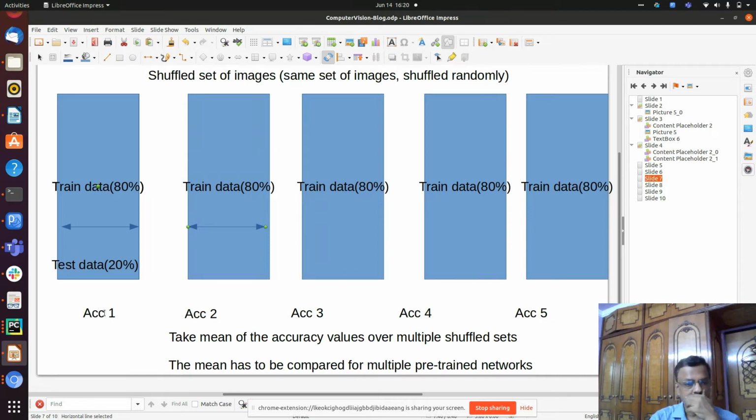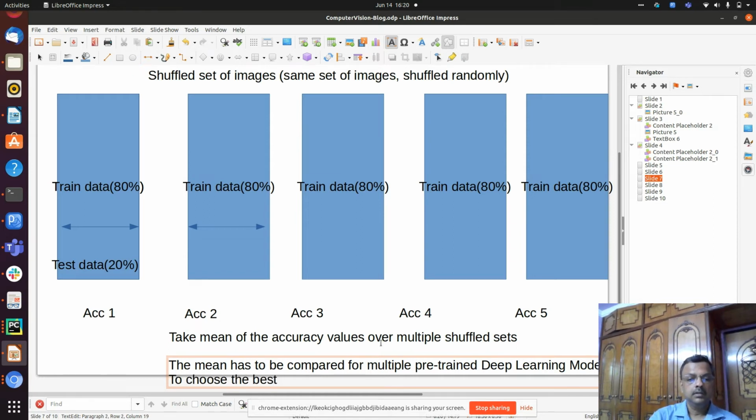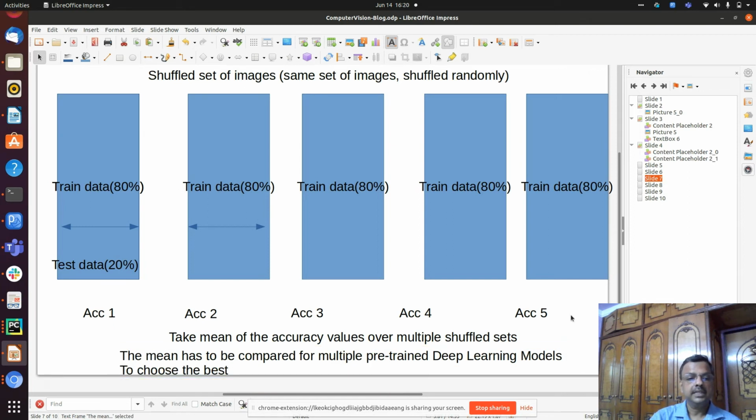And then we check the accuracy of these five sets and take the mean of the accuracy values over the multiple shuffle sets. This mean is what we compare across the multiple pre-trained deep learning models or networks. This is a technique which I have seen has worked for us, particularly in difficult scenarios: shuffling of the images and creating multiple sets.